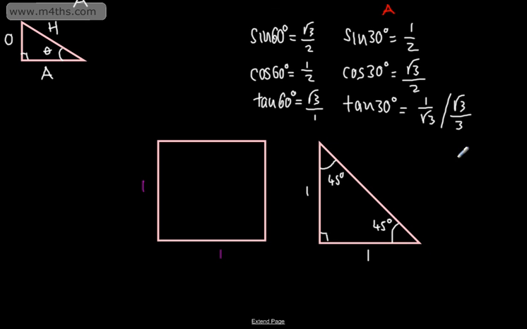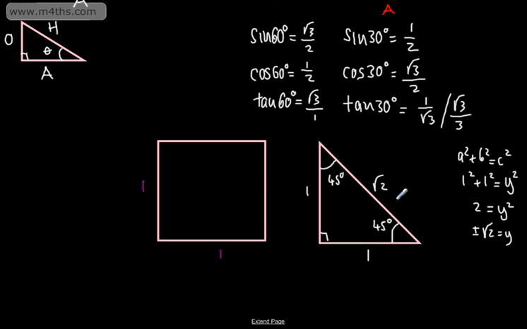Again, using Pythagoras' theorem, we can say that a squared plus b squared is equal to c squared. So 1 squared plus 1 squared is going to be equal to this length right here, which I could call y, so that's going to be y squared. So we're going to have 2 is equal to y squared, and we can say now that this will be the positive square root of 2. So we say that this length is root 2.